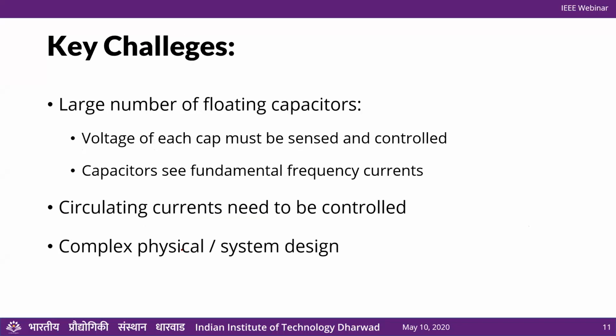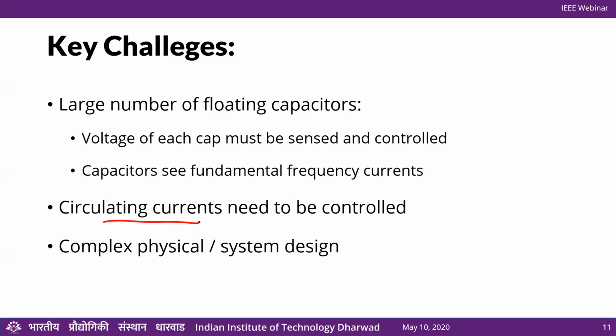So the challenge is that because of this modularity, there's a large number of modules, so a large number of floating capacitors. The problem is that all these capacitors must be sensed and controlled, and we'll see all these challenges when we look at the topology. The second problem is that the capacitors see fundamental frequency currents, because of which they need to be sized to handle that ripple. And again, we'll see that in the forthcoming slides. And there's also a problem of circulating current, which needs to be controlled, which is the last portion of my presentation today.